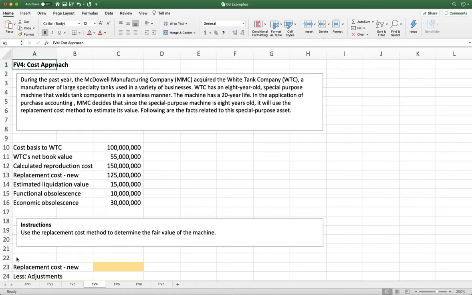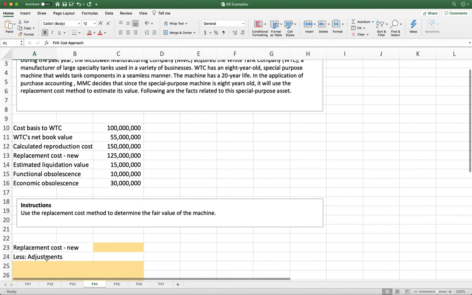Okay, so we are supposed to use the replacement cost method to determine the fair value of the machine. Now, my little note down here kind of gives away where we're going with this, but we have some options of where to start. We could start with our replacement cost to buy the same version or the newest version of the same machine, or we could start with our reproduction cost. In this case, we're going to start with our replacement cost.